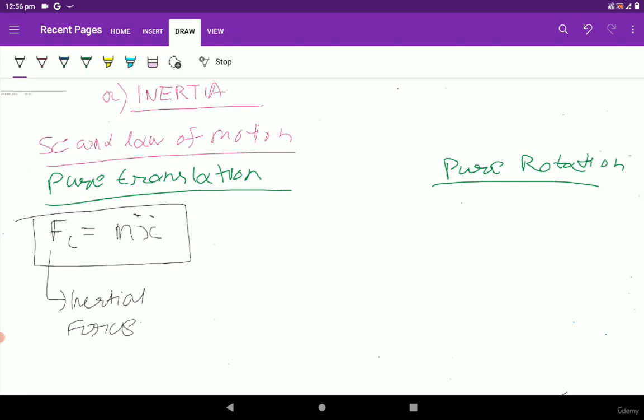Now in case of pure rotation, we are going to use the expression Ti = I dot alpha, where I is the moment of inertia and alpha is the angular acceleration, which is the double differentiation of the angular displacement, theta. So here Ti is the inertial torque.